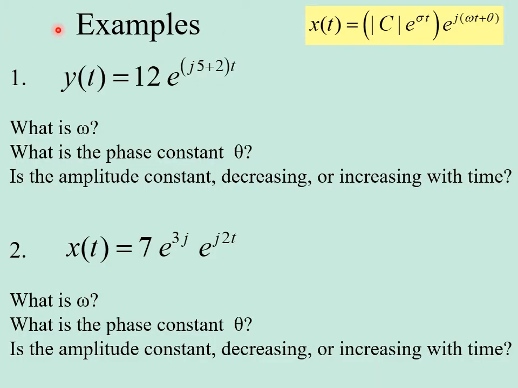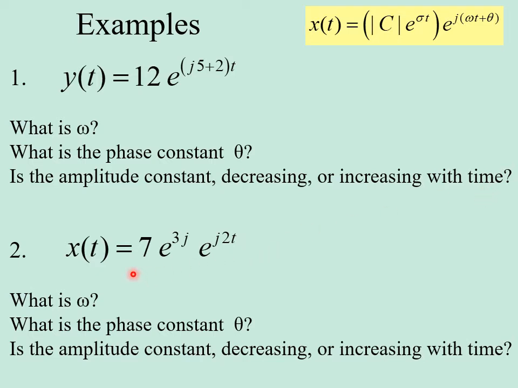So let's take a look at a couple of examples. Before we do, these are activities for you to figure out. You can do these on your own, and then we'll look at the solutions. I put the expression from the last page here to help us remember what's what. For this first example, y of t is equal to 12 times e to the j 5 plus 2, all in parentheses, times t. So the question is, what is omega? What is the phase constant? And is the amplitude constant, decreasing, or increasing with time?